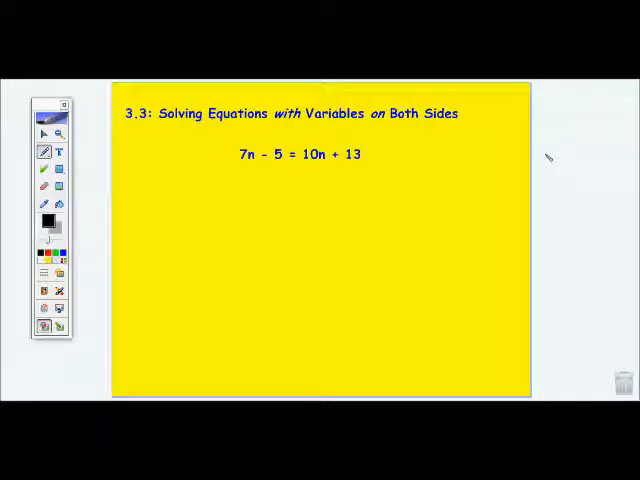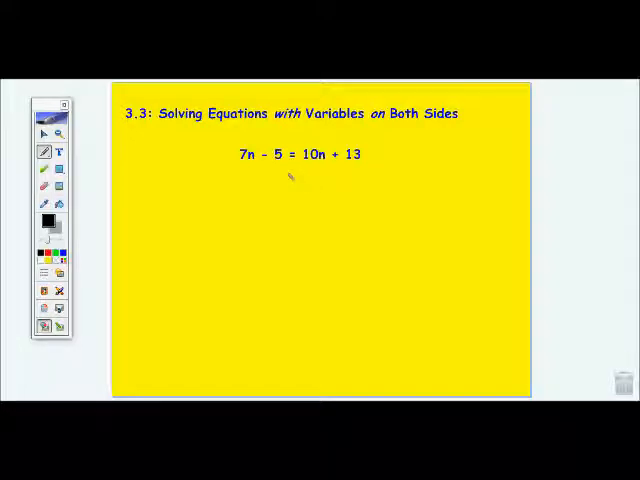3.3 is about solving equations with variables on both sides. We follow the same rules we have been doing in 3.1 and 3.2. I'm going to follow them in the same order that we were stressing in those lessons. So our first step, get constant terms together.